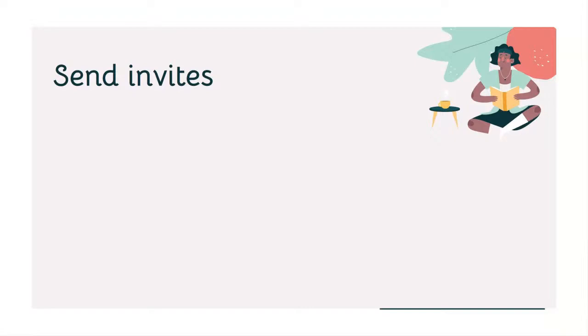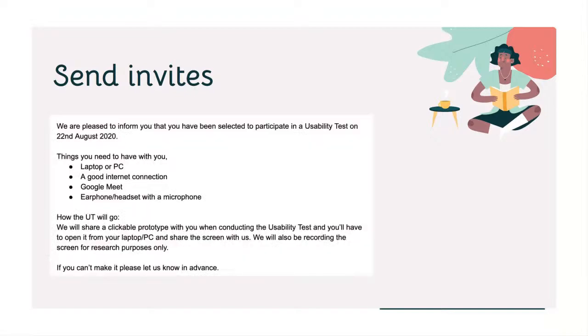Also mention what kind of apps and software they need to have with them before they're doing the UT. So what I do is I call them up and then ask whether they're okay with the time slots and the date, and then I send an email. It looks like this, but you can always tailor it to your needs. So mention the date and then the things that they need to have with them.